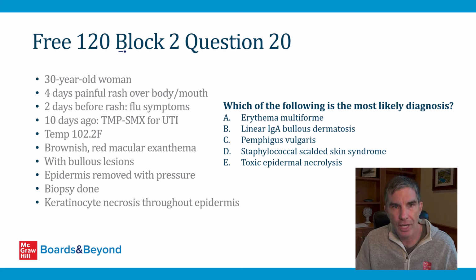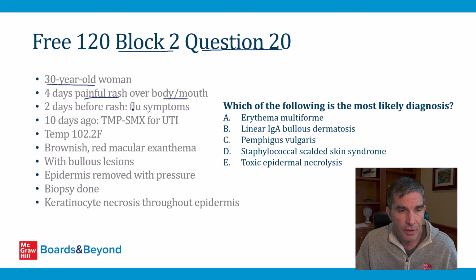In this video, we're going to look at Block 2, question number 20. So this question describes a 30-year-old woman who has 4 days of a painful rash over her body and mouth. 2 days before the development of the rash, she had flu-like symptoms, and 10 days ago, she took the sulfonamide antibiotic TMP-SMX for treatment of a UTI.